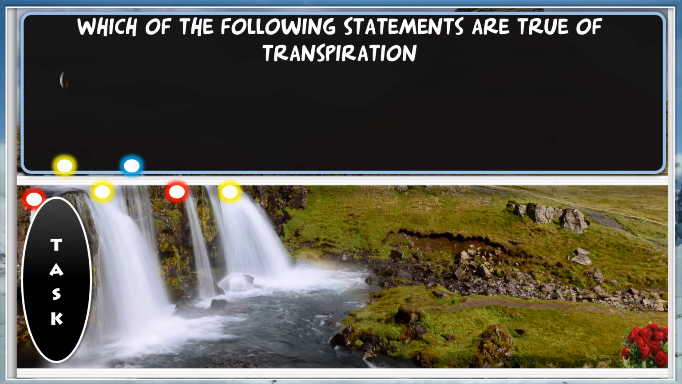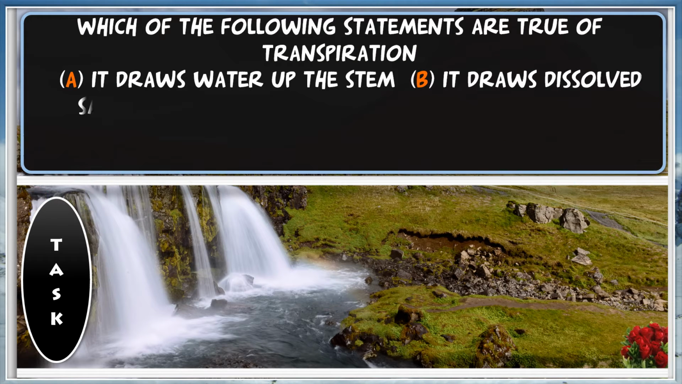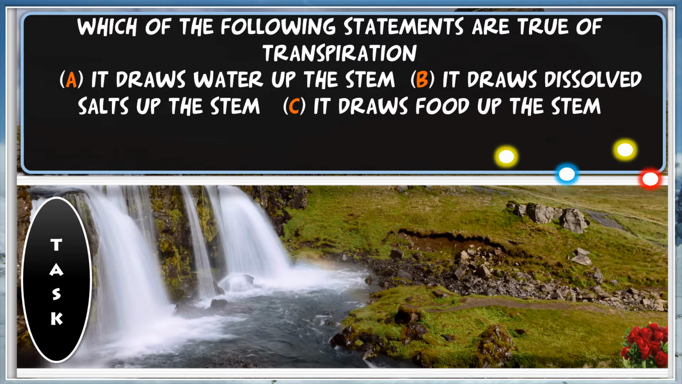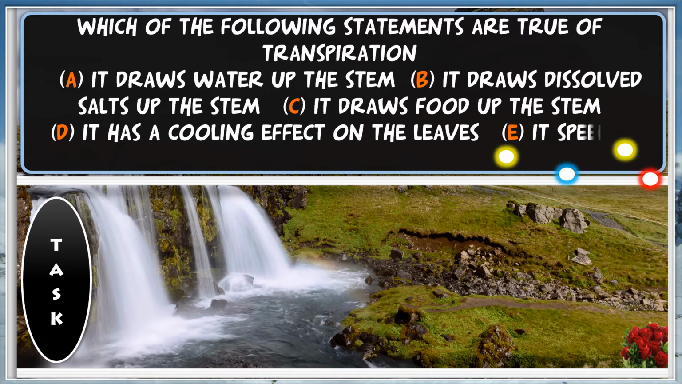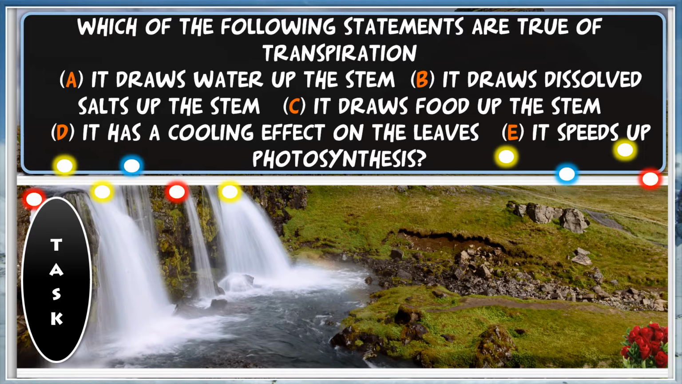Which of the following statements are true of transpiration? Part A, it draws water up the stem. Part B, it draws dissolved salts up the stem. Part C, it draws food up the stem. Part D, it has a cooling effect on the leaves. Part E, it speeds up photosynthesis.